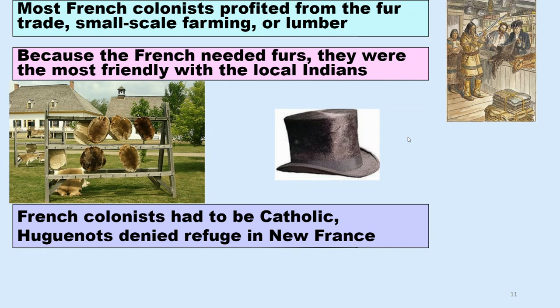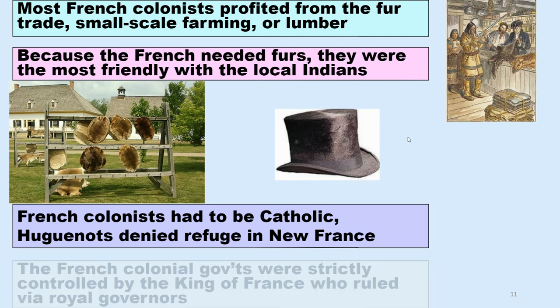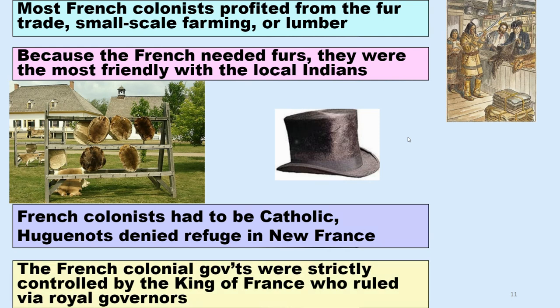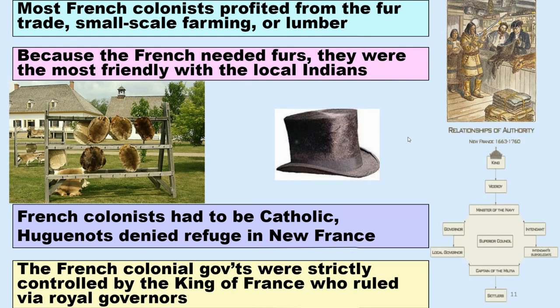Huguenots, which hopefully you remember from last year, those were French Protestants. At the beginning in New France, they were denied access because the French wanted a Catholic colony set up. And the French are going to be very much like the Spanish, where they're really controlled from the top down. At the top is the king, and he is going to control the commerce that is set up in the New World for the French.